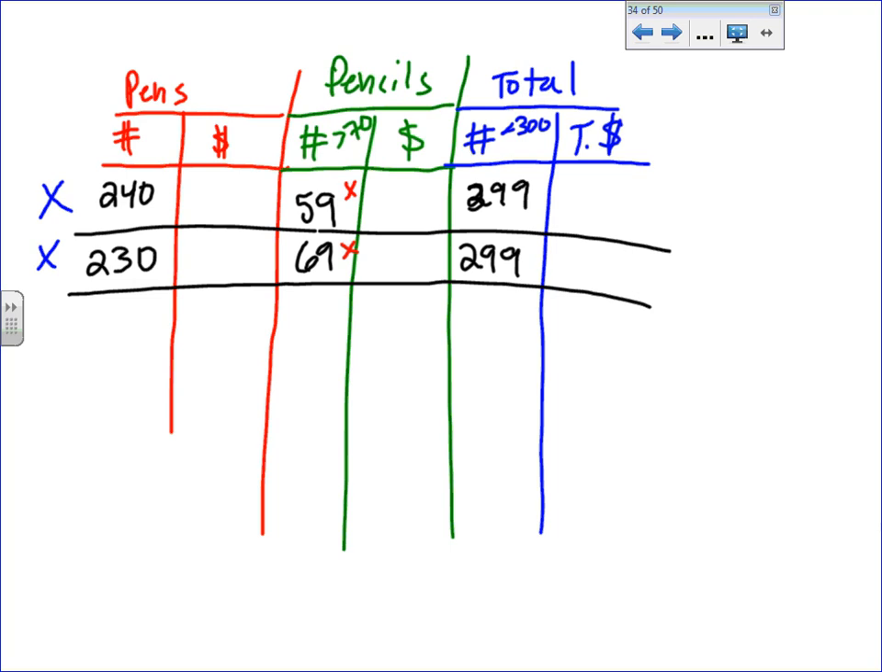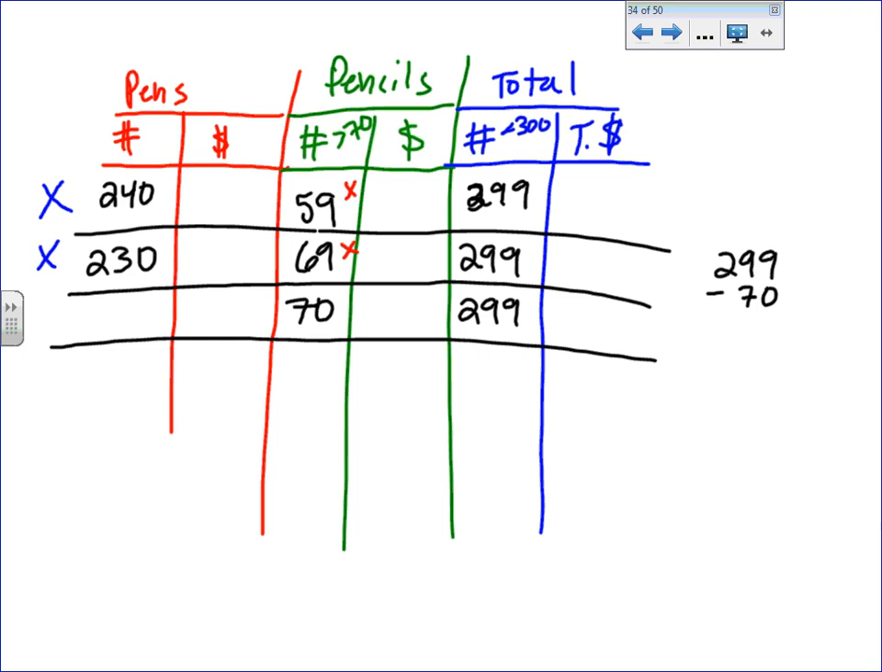Then I said, okay, well, all right. I know I have to have at least 70 pencils, so I'm just going to go ahead and put that. And I know that this has to be 299 because it has to be less than 300. So I said, whatever I have left, 299 minus 70, that's how many pens I'm going to buy, because that means that would be the most amount of pens I could buy, which would mean I'd get the most profit. And that number is 229, which is pretty close to my second guess.